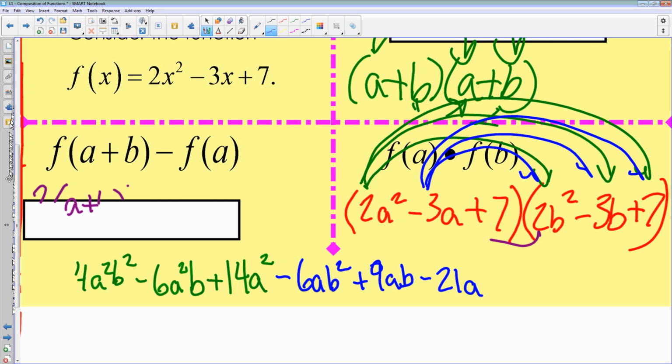So now last one. So 7 times 2b squared is going to be plus 14b squared minus 21b and plus 49. And that is a 21b, not a 4. It's a 21b. So there are no like terms that you can combine. So that is your final answer. And that's it for the examples.